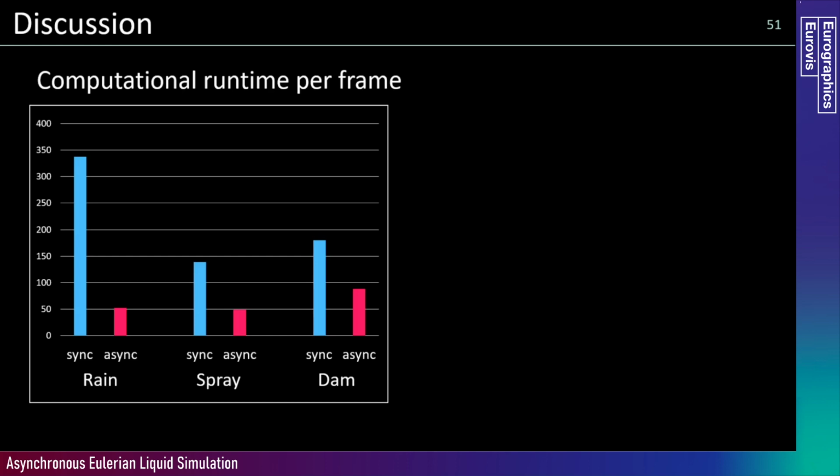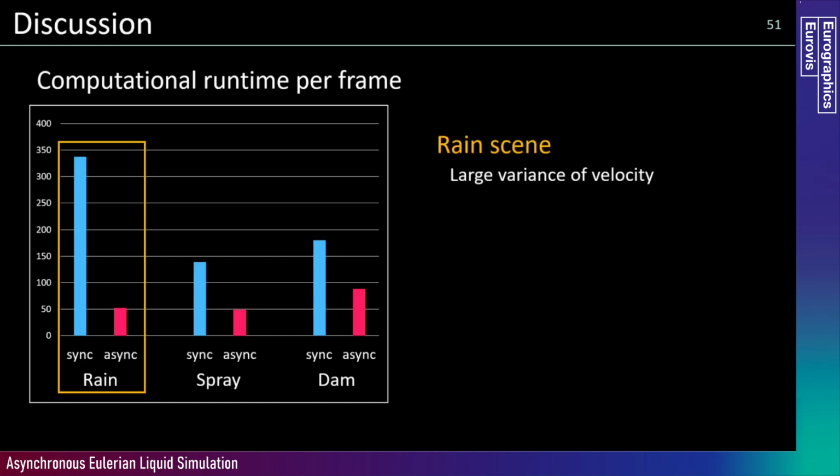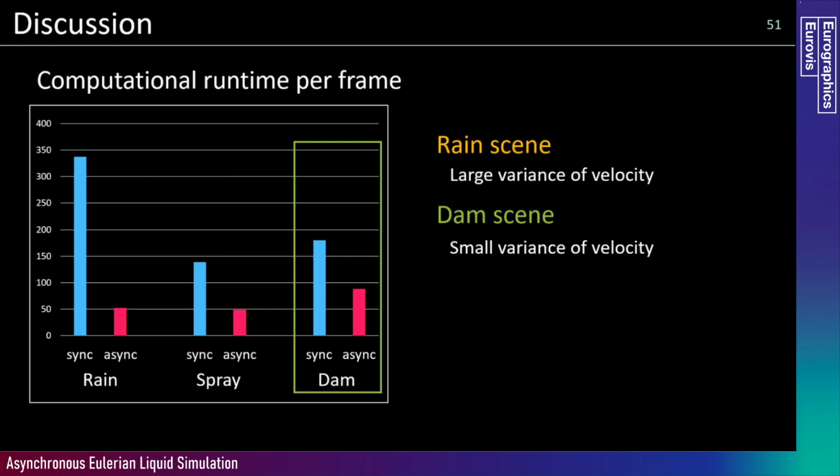At last, let's discuss our method. This graph illustrates the computational time per frame for the video scene. Generally, our method improves the computational runtime of the simulation. In detail, our method works well in scenes like rain, where we get the largest reduction rate in our examples. And for the breaking down scene, our method can reduce the computational runtime, however, its scale is not as large as the rain scene.